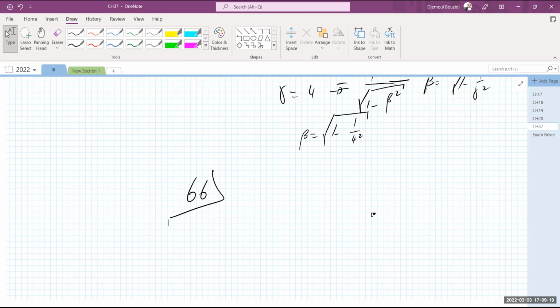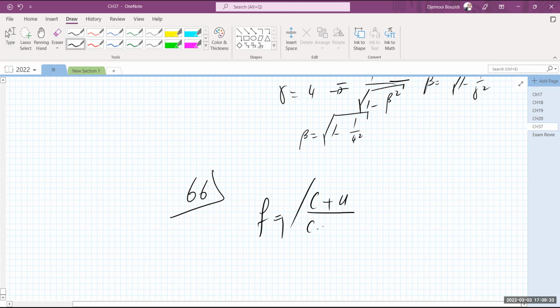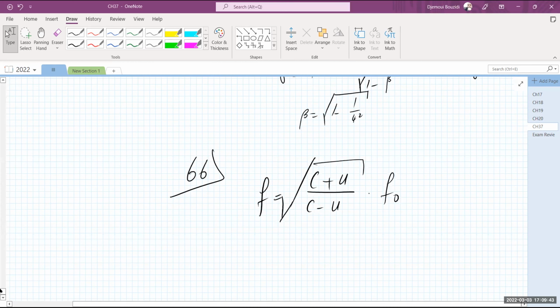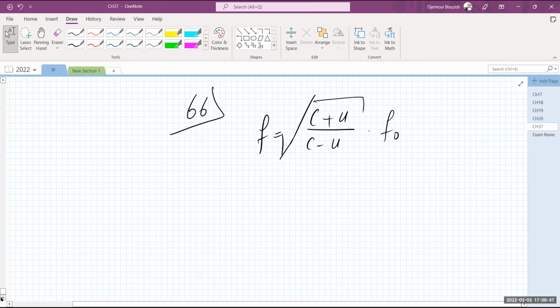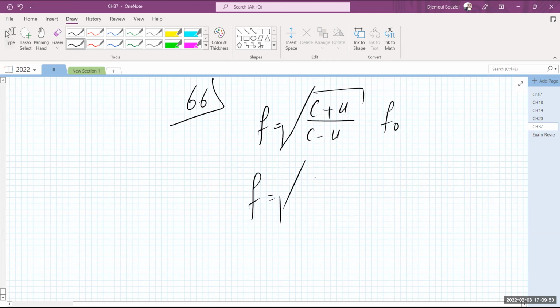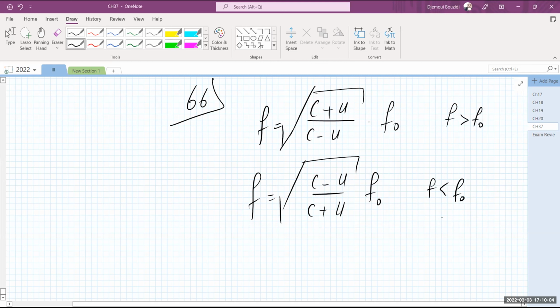I'm going to give you the formula. We did that actually in lecture, and it should be 37.25, okay? We did that in lecture, if you guys remember. F equals the square root of C plus the velocity of the source divided by C minus the speed of the source, times F naught, okay? If the source is moving toward the observer, and if the source is moving away from the observer, you have to shift the sign, okay? This is because F is more than F naught. This is because F is less than F naught, okay? That's basically in a nutshell how it's going to work out.